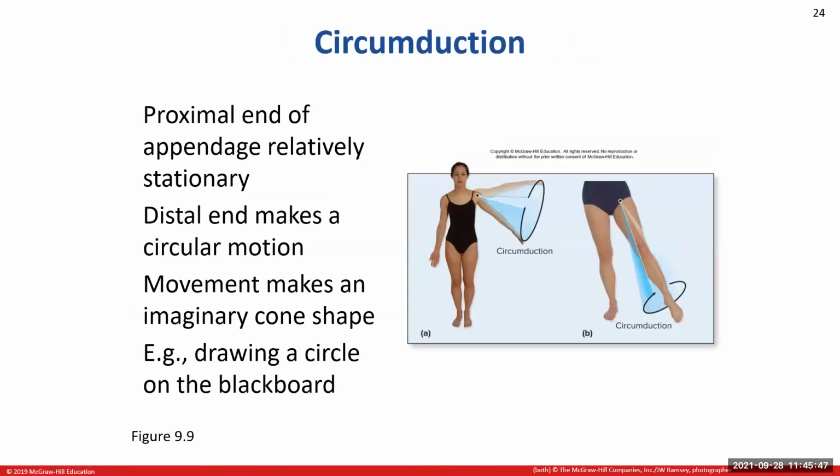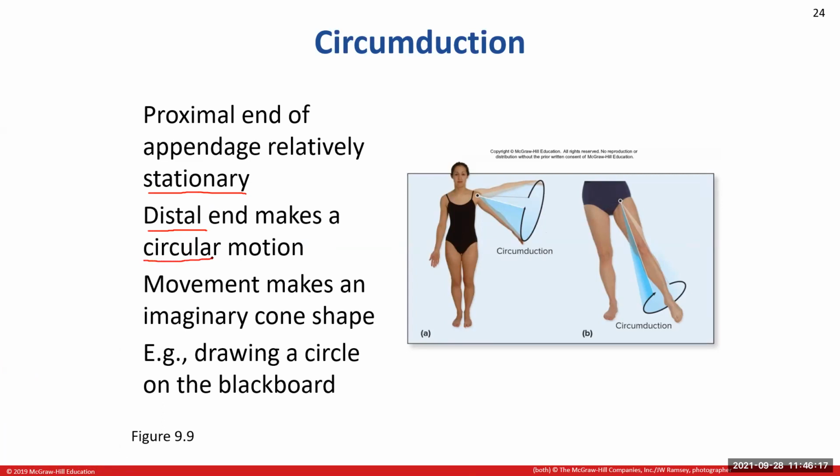All right, circumduction. Okay, circumduction involves a circular motion. So when we're dealing with circumduction, all right, one part of that joint, the proximal end, is going to be almost like our anchor point. Okay, so that area, or region, is going to be somewhat stationary. Meanwhile, the distal end, the far away end, is going to be making that circular motion.